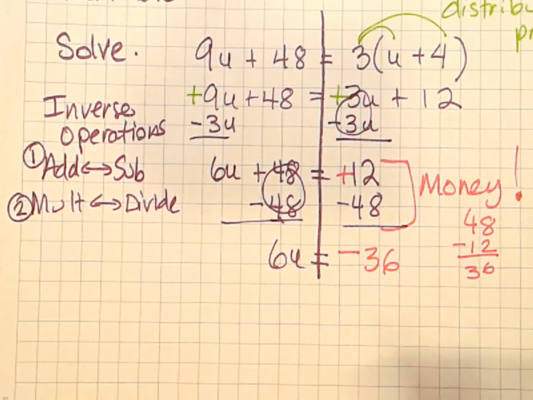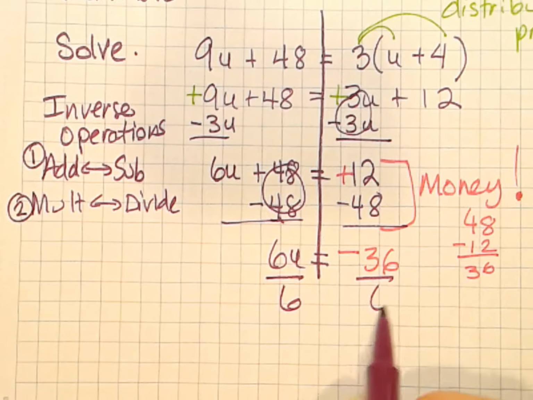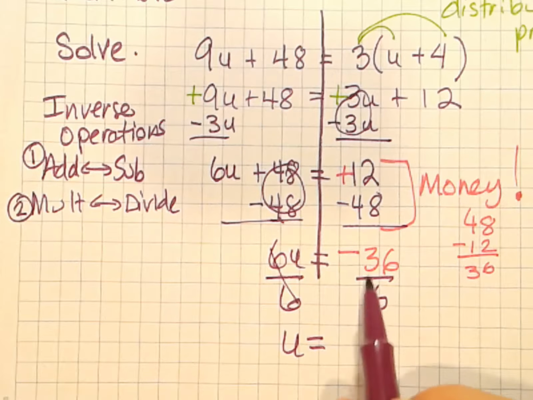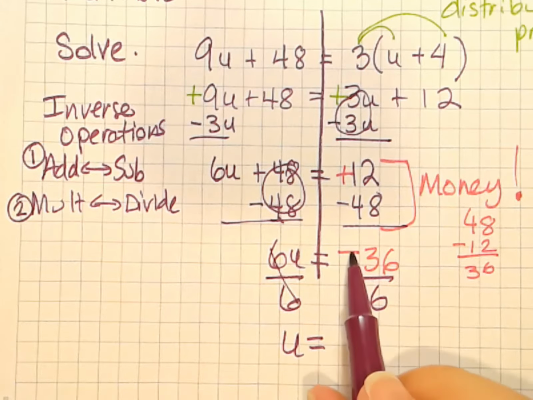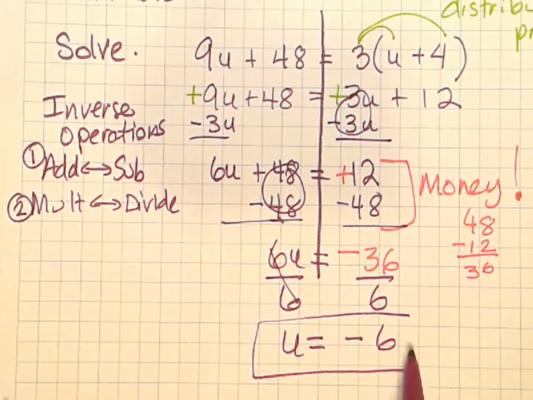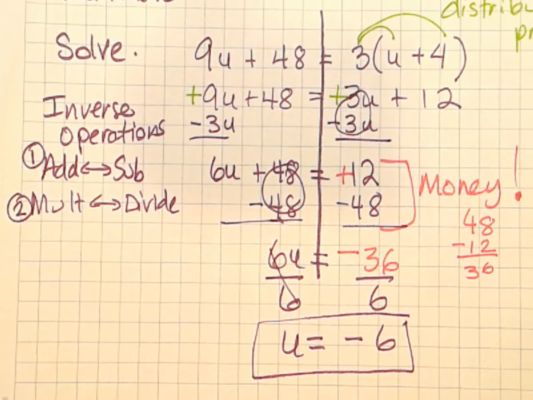So now my next step would be to divide by 6. And so I get u is equal to negative 36 divided by 6. A negative divided by a positive is a negative. 36 divided by 6 is 6. So my solution is u equals negative 6.